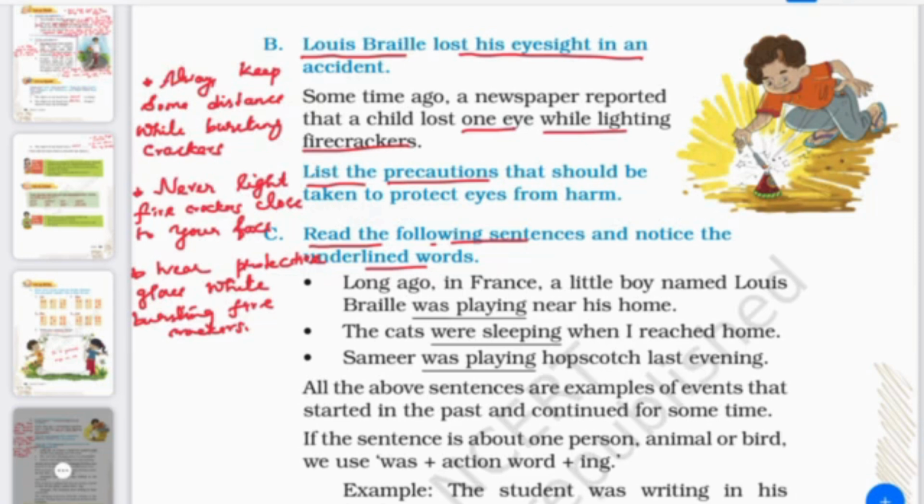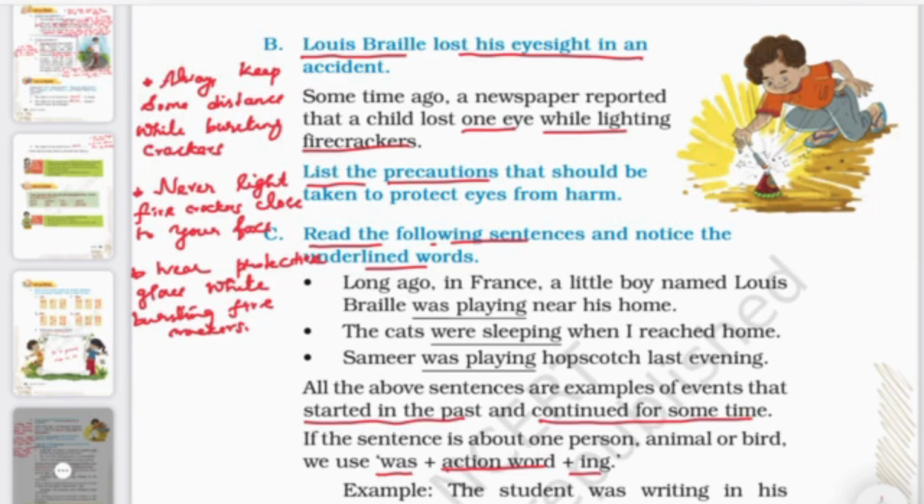All the above sentences are examples of events that started in the past. Okay, all the three sentences describe events that started in the past and continued for some time. If the sentence is about one person, animal or bird, we use was plus action word plus ing. Was is a verb here. Action word means what we are doing. And then plus the ing form.